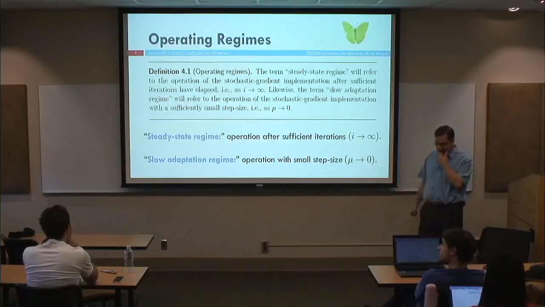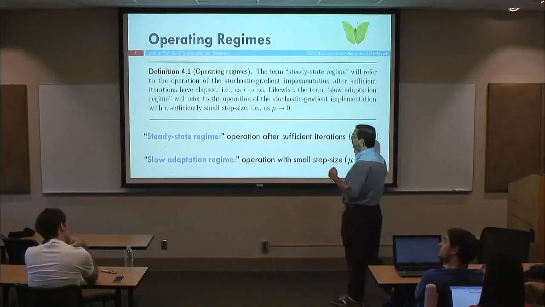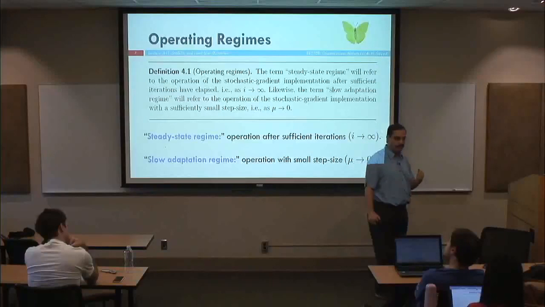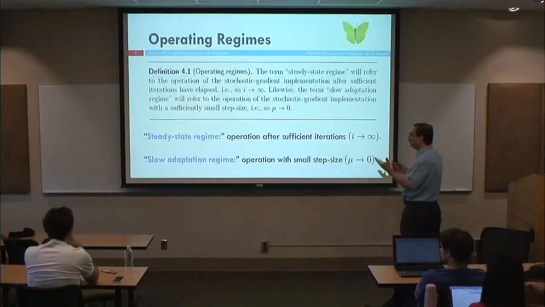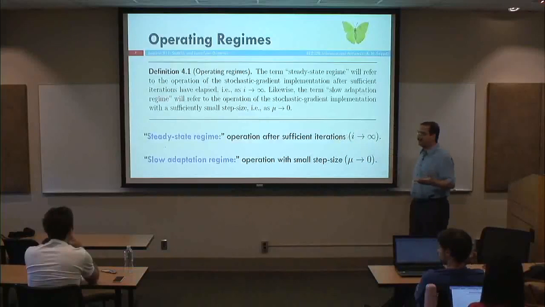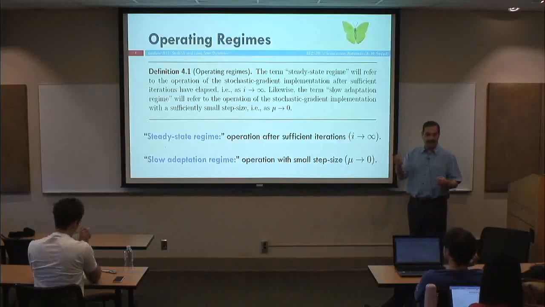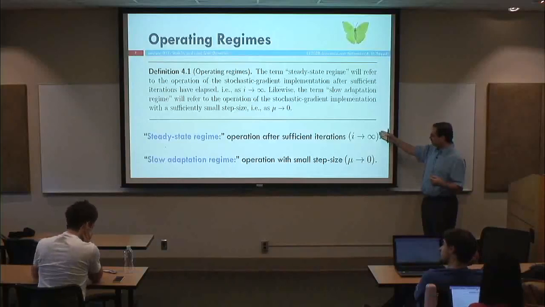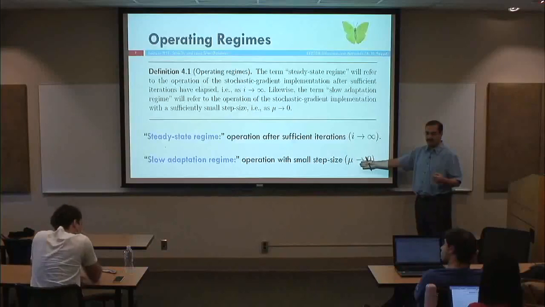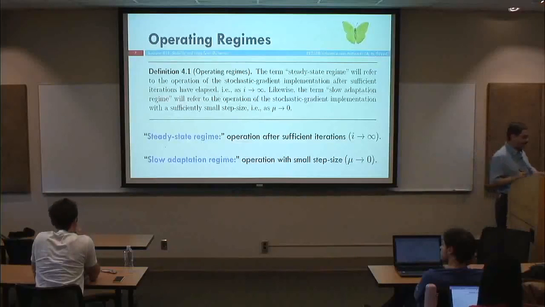Before I get there, very often I'm going to use this language, okay? From time to time, I will be saying we are operating in a steady state regime, or we are operating in a slow adaptation regime, okay? So what the language means: steady state means I let time flow to infinity, right? Slow adaptation means I let the step size be very small, so you're adapting very slowly, right? So if I use this terminology, it is referring to these two facts: either mu is very, very small going to zero, or i is very, very large going to infinity, right? This is just terminology, okay?